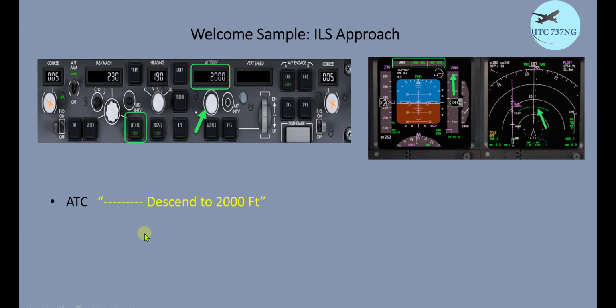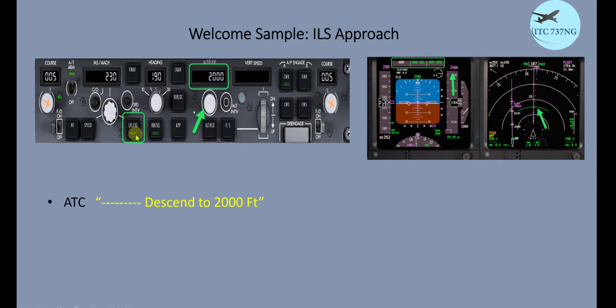Now in this depiction, we are proceeding on the downwind, and the control says descend to 2,000 feet. So in the altitude window on the mode control panel, we're going to dial down to 2,000 feet because the request is to descend to 2,000 feet. But in order to do that, we must engage level change on the mode control panel. So the first action is to set the altitude. The second action is to execute level change.